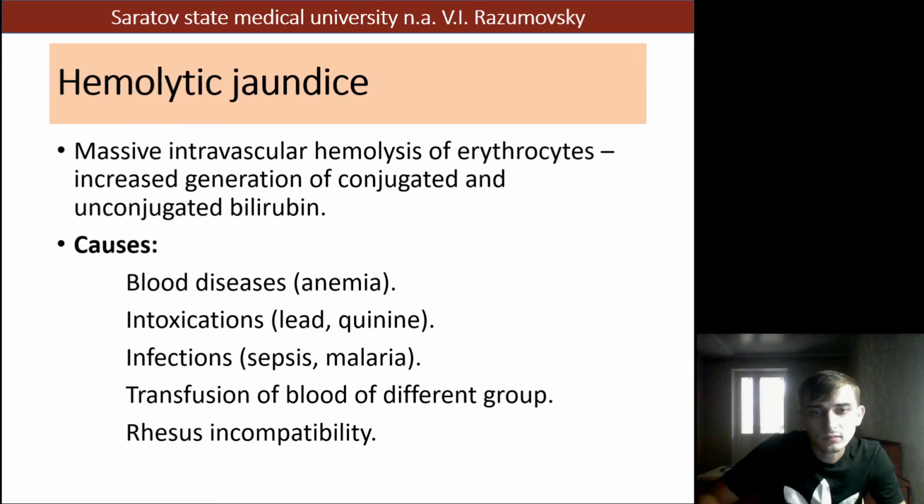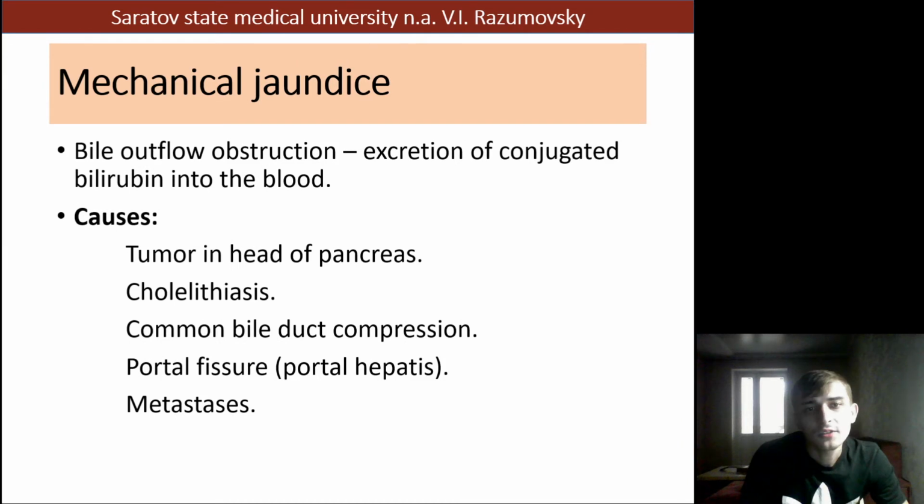Mechanical jaundice is associated with bile outflow obstruction, excretion of conjugated bilirubin into the blood. Causes: tumors in the head of the pancreas, cholelithiasis, common bile duct compression, portal fissure or portal hepatitis, and metastasis of another malignant tumor.